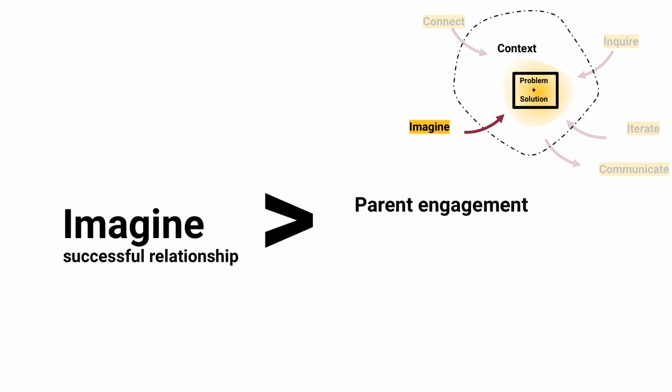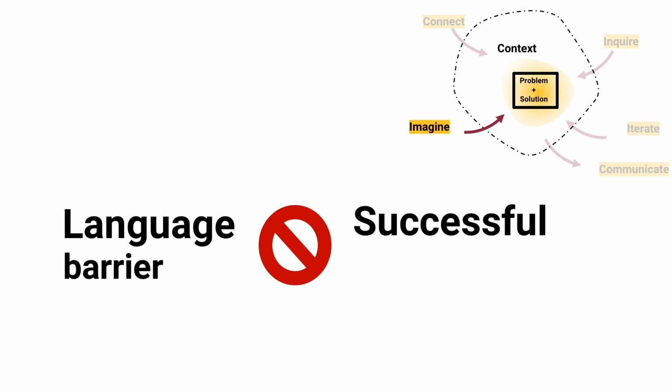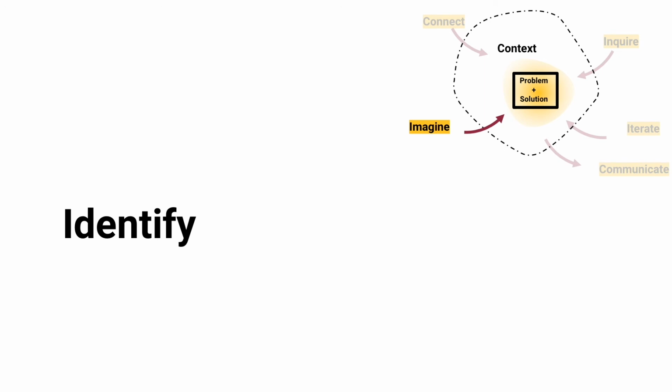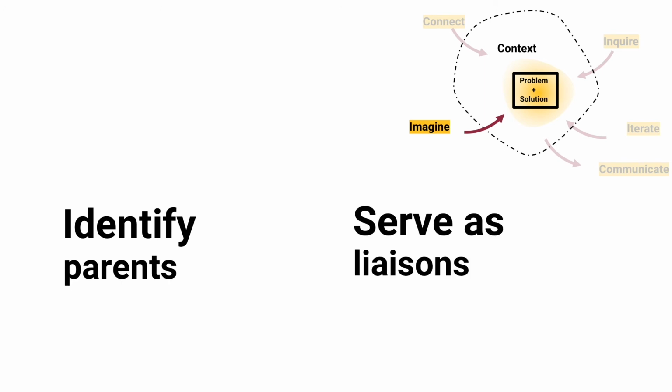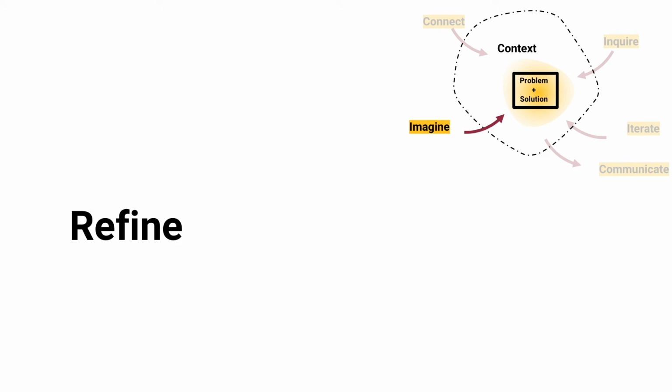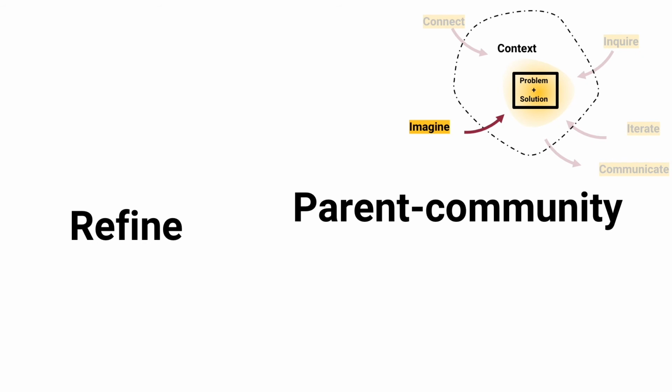Would it mean parents are more engaged in the classroom? Would it help students' academic performance? If a language barrier is what is standing in the way of a successful relationship, what if we identified parents fluent in multiple languages that could serve as liaisons between the school and the parents? We refine the frame of our problem to match what we've learned. Develop a parent-community liaison program to address language barriers.